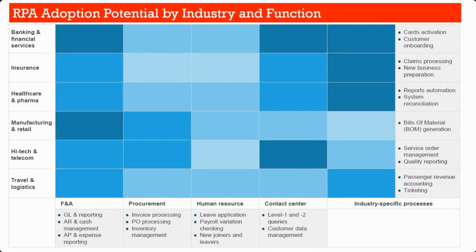So this is the overall RPA adoption and potential by industry and function. If you're working in a particular vertical, you can have a look at it and see what areas you can automate. And I'll be sharing this PPT after the end of the webinar, so you should be able to cross-reference it.